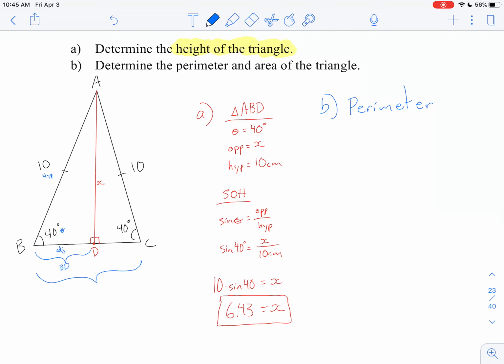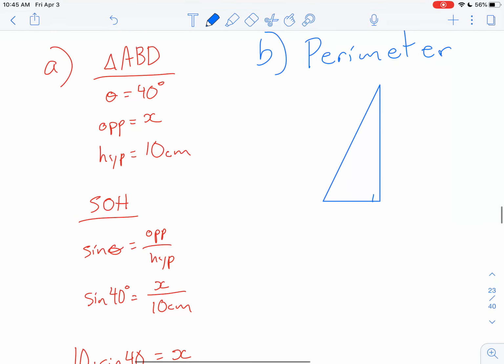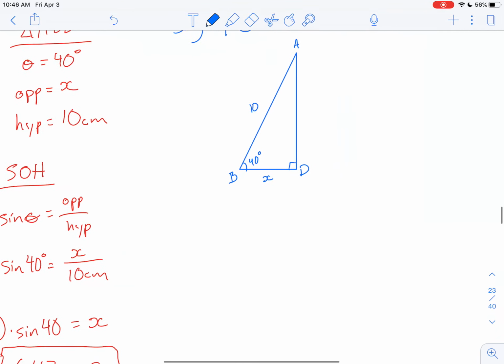This new triangle, if we want to draw it off to the side here, if it makes a little more sense, is a right angle triangle called ABD, where our hypotenuse is 10. My height is 6.43. I'm going to avoid using that. This is 40 degrees. And I'm saying solve for this, the adjacent down here.